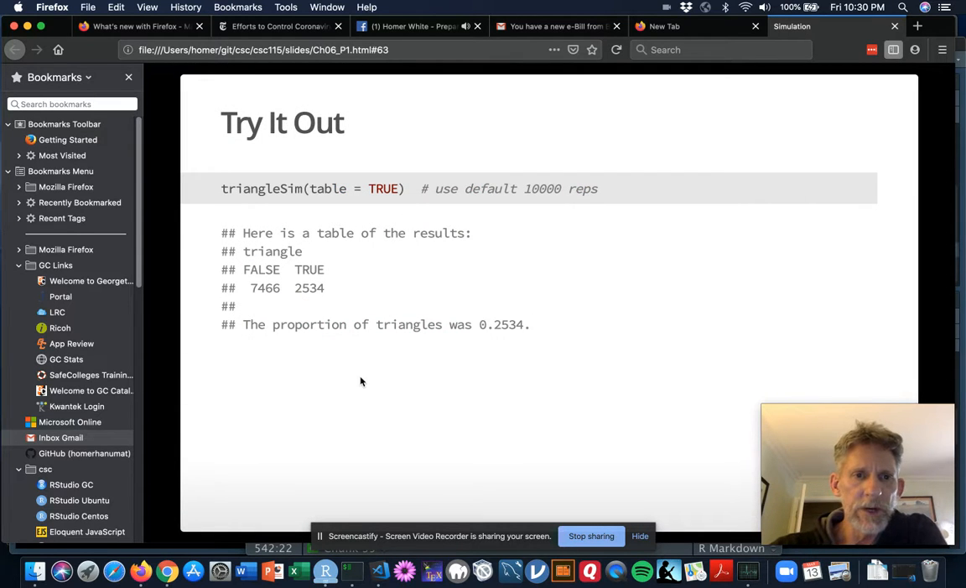If you do give it a try, then setting the table to true and using the default of 10,000 reps, you might get results like this. And you'll notice that about 25% of the time, we got triangles.